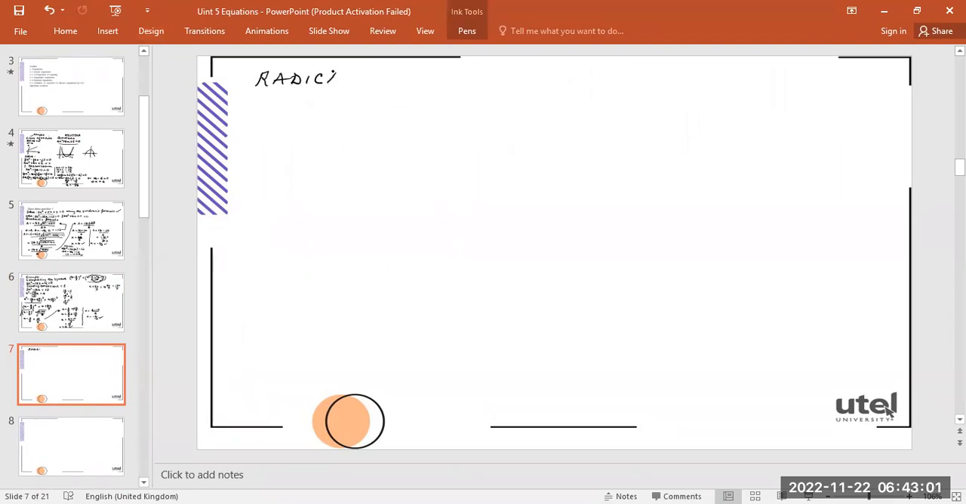And we're going to see how we solve radical equations. Now, a radical equation is simply an equation with a square root sign or a cube root sign. It's still an equation, but it includes a square root sign or a cube root sign or whatever sign it could be. So that's what we mean by a radical equation.